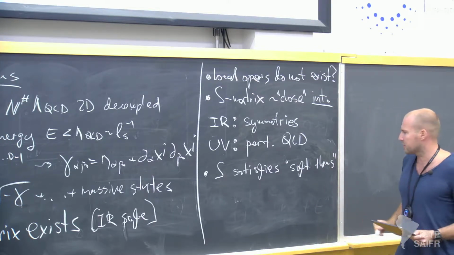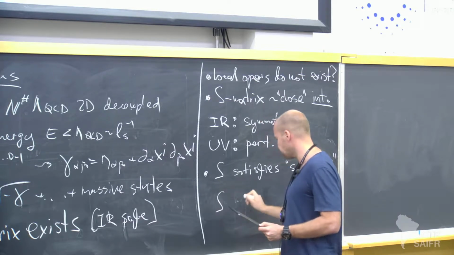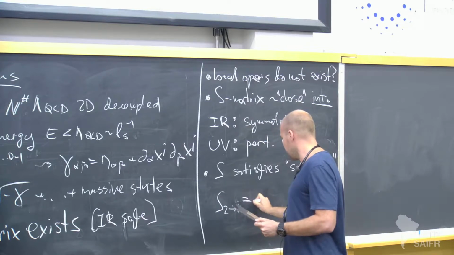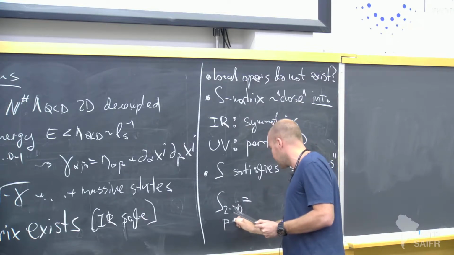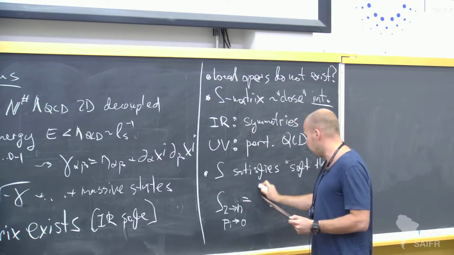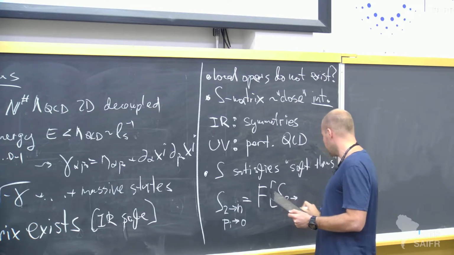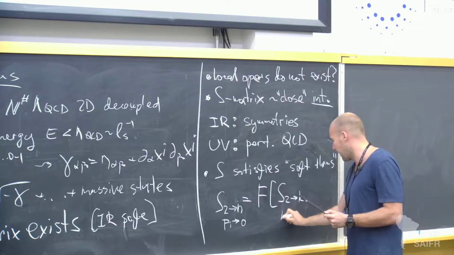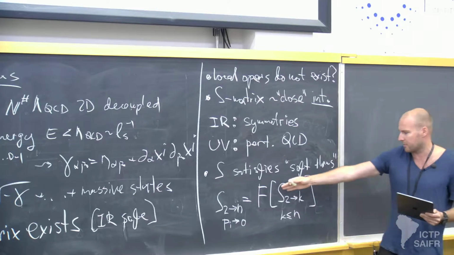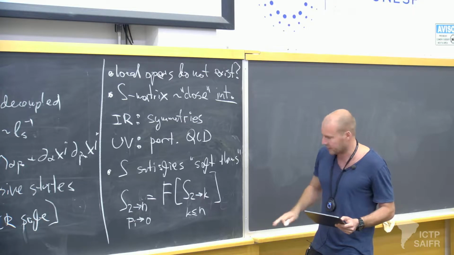And these soft theorems are of the following form: this S, for example 2 to n, in the limit when one momentum, one leg, some p_i goes to 0, is some functional of S 2 to k, where k is smaller or equal than n. This is something I'm going to talk about in some detail, so I will write down more or less what this functional is.